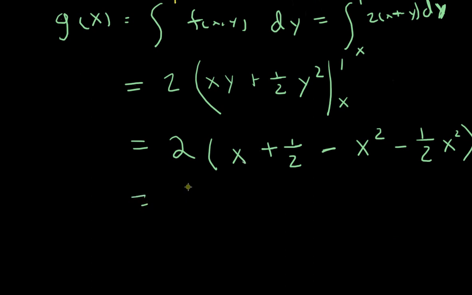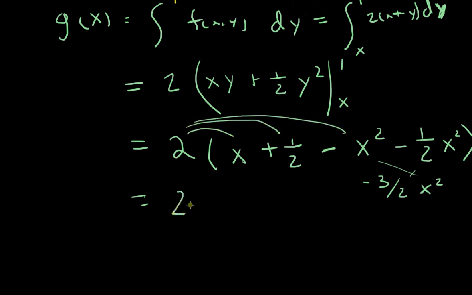Okay, so what do I have? Let's see. I'll go ahead and distribute this 2. So first off, notice that these are negative 3/2 x squared, right? When you subtract 1/2 from negative 1, negative 1 minus 1/2 is negative 3/2, right? And they're common terms, x squared. So let's go and distribute the 2. You get 2x plus 1 minus 3x squared.